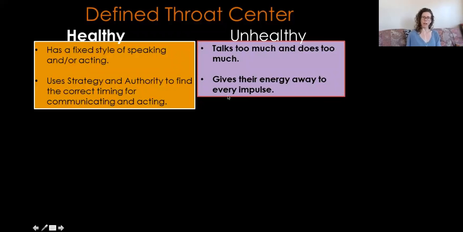Gives their energy away to every impulse, and that is really challenging. Having a motor to throat connection where you're dealing with a powerful engine that wants to connect and wants to speak or do things, to be discerning about that, gosh, that takes so much mastery. I find it really hard. And the image that comes to mind is like trying to rein in this power horse that just wants to go. And it's like, okay, well, is this the right way to go? Is this the right timing and all that?